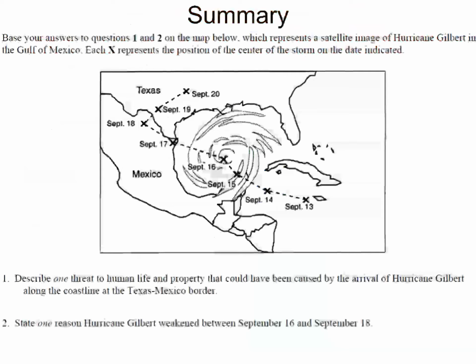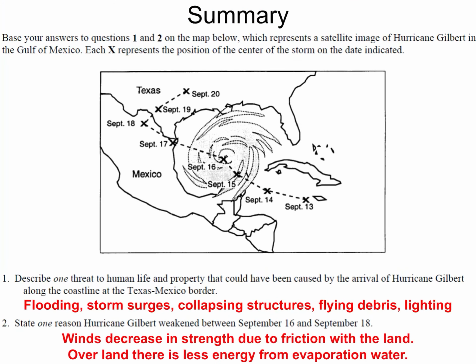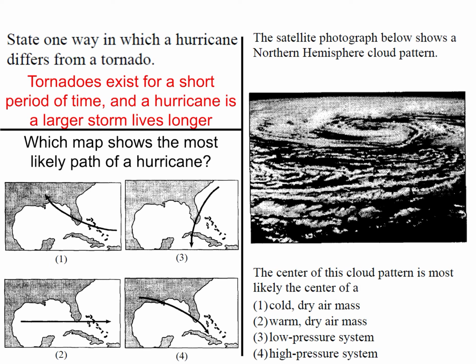Okay, so one, threat to human life. So why is a hurricane dangerous? You got that flooding, you got the storm surges, you got the wind, collapsing structures, right? Debris, lightning, all those dangerous things. And then number two, why does it get weaker? It loses all that energy when it hits the land or that cold water. All right, over here, state one way in which a hurricane differs from a tornado. Hurricanes are not going to be as windy, but they will certainly be wetter. Tornadoes are stronger and shorter.